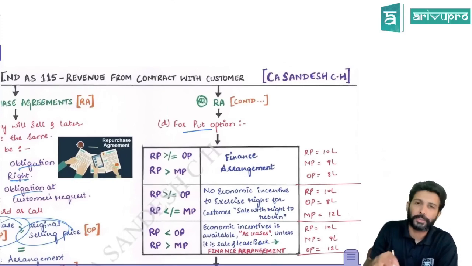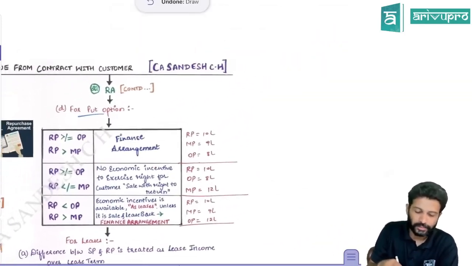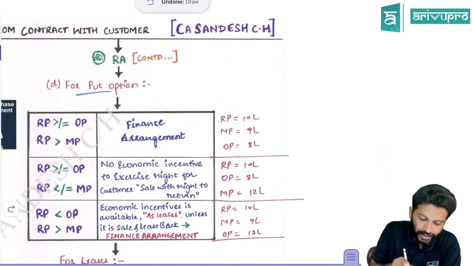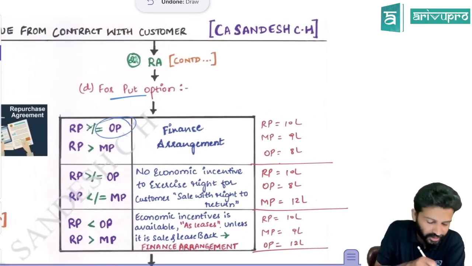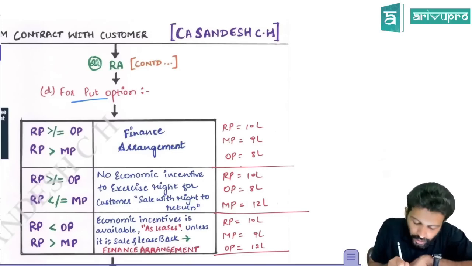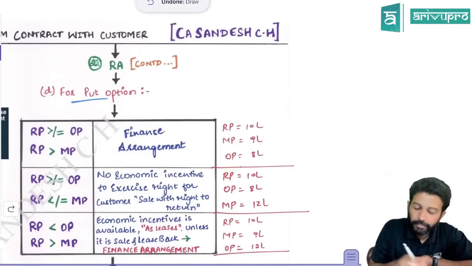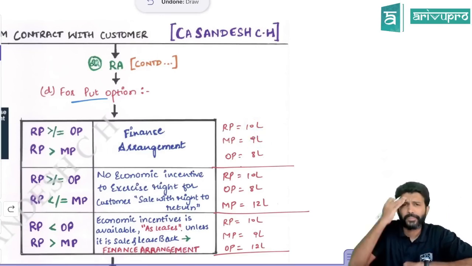However, if it's a put option, this is for forward and call. If it's a put option, just check. RP is your repurchase price, MP is your market price, and OP is your original selling price. If RP is greater than OP, check in this case. I think we can understand this with the help of numbers better. So originally you sold it for 8 lakh, you're repurchasing for 10 lakh, but the market value of that product is only 9 lakh. Think logically, sir.